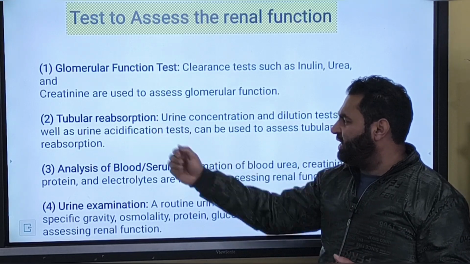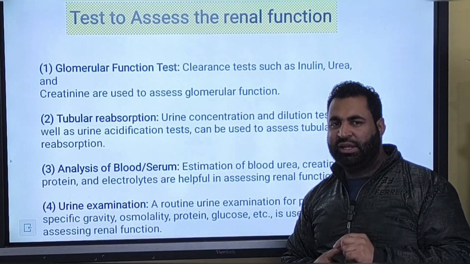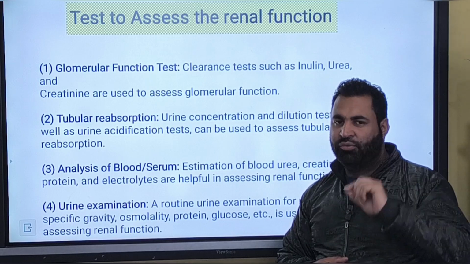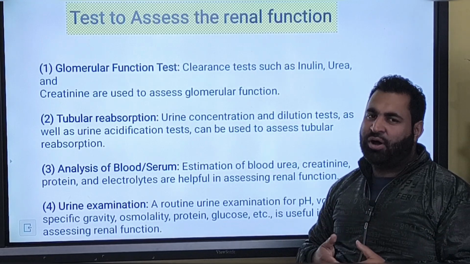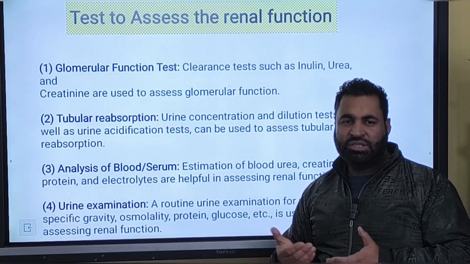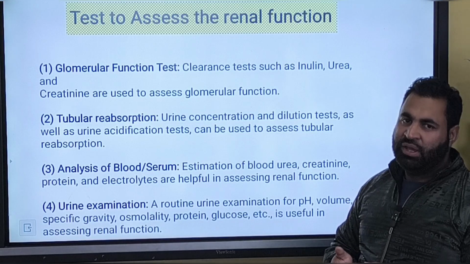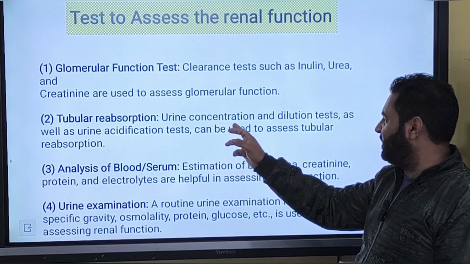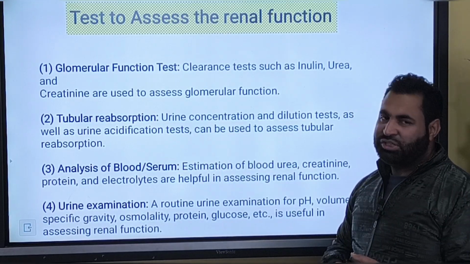Then we have another test called tubular reabsorption. As I told, 175 to 180 liters of glomerular filtrate is produced per day, but 1.5 liters of urine is produced per day. So many things are reabsorbed: water, sodium ions, and glucose, passively or actively. Passively, they go from higher concentration to lower concentration, or our body invests energy to reabsorb such things. So we have tubular reabsorption tests like urine concentration and dilution tests, and urine acidification tests. They assess the tubular reabsorption function of our kidney.